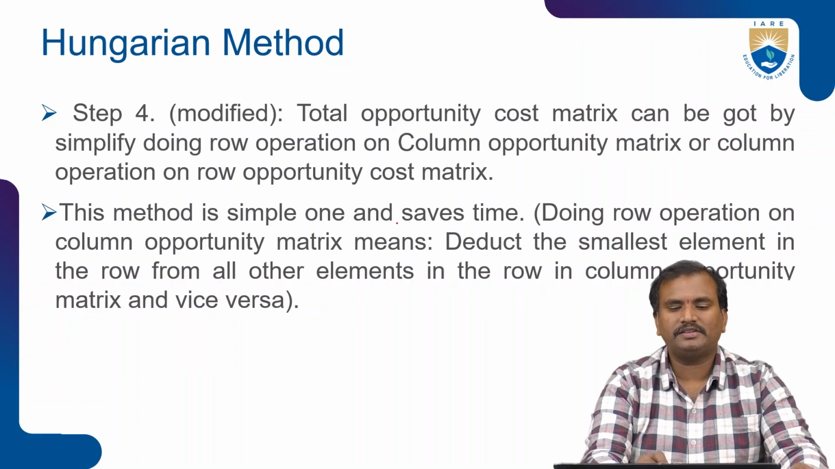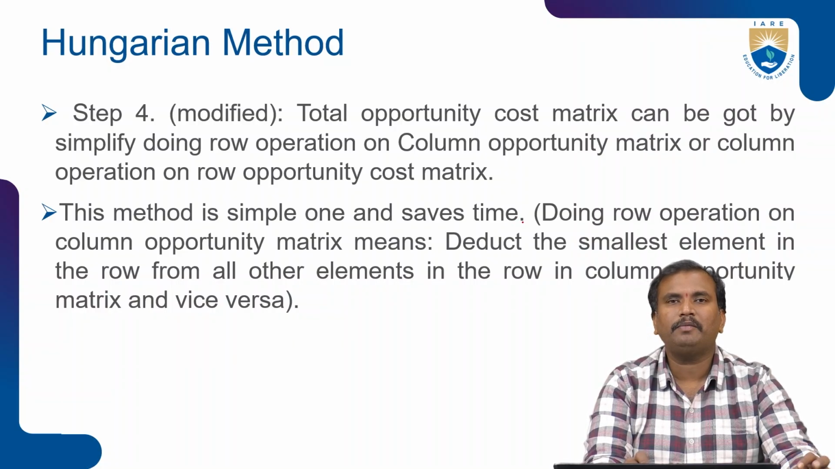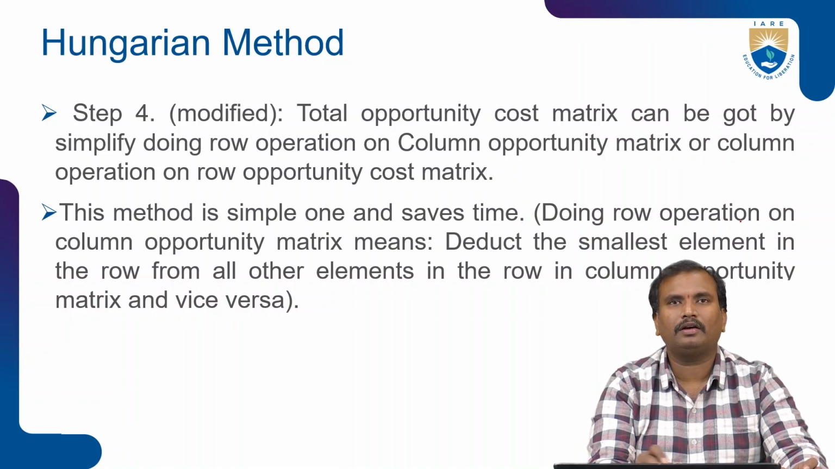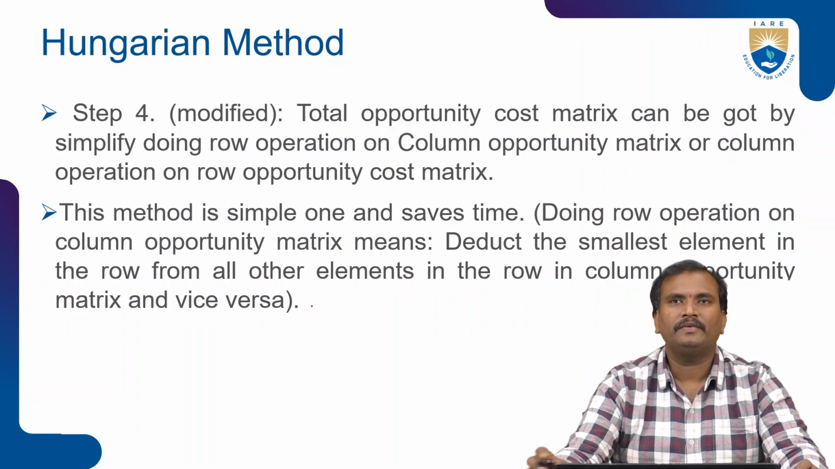This method is simple and saves time. With this, we can go with one row operation and one column operation. We can save time, and it is very simple. Doing a row operation on the column opportunity matrix means deducting the smallest element in the row from all other elements in that row in the column opportunity matrix, and vice versa.